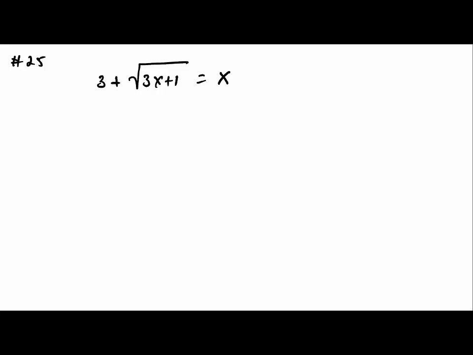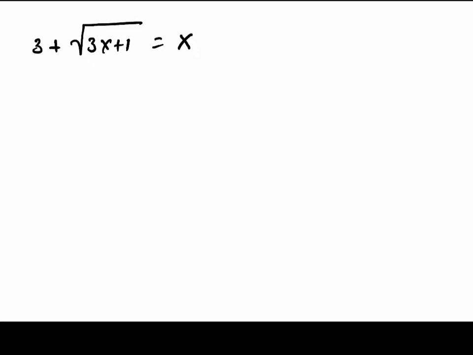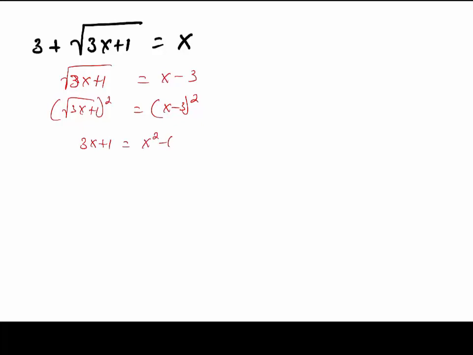And so in this particular problem, what we're going to do is we want to subtract the 3 from both sides, right? We want to leave the radical by itself. And so we get the square root of 3x plus 1 equals x minus 3. And then just like we did previously, we're going to go ahead and square both of them. The radical here on the left side is going to cancel out, so we're left with 3x plus 1. Here on the right, we're going to end up with x squared minus 6x plus 9.